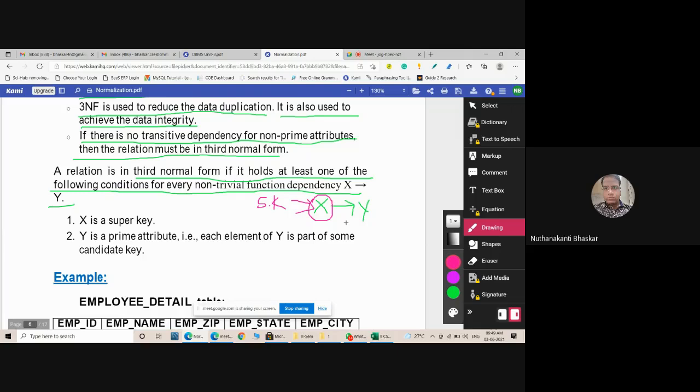When you write X determines Y in third normal form, any one of the conditions must be true. If the first condition holds, then it is third normal form. Otherwise, Y is a prime attribute, that is, each element of Y is part of some candidate key. It is a prime attribute, it is also a key, a part of some candidate key. If that is there, third normal form is satisfied. This is the meaning.